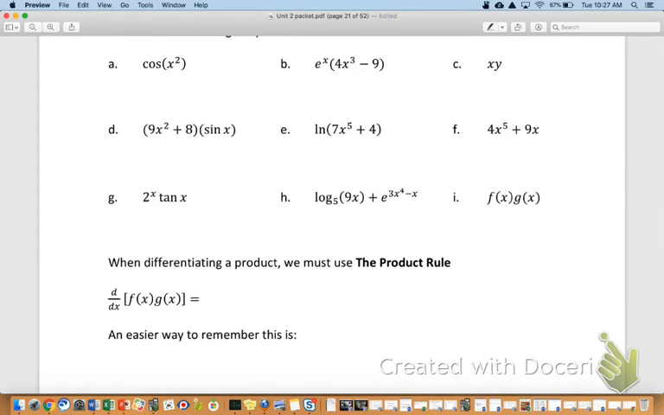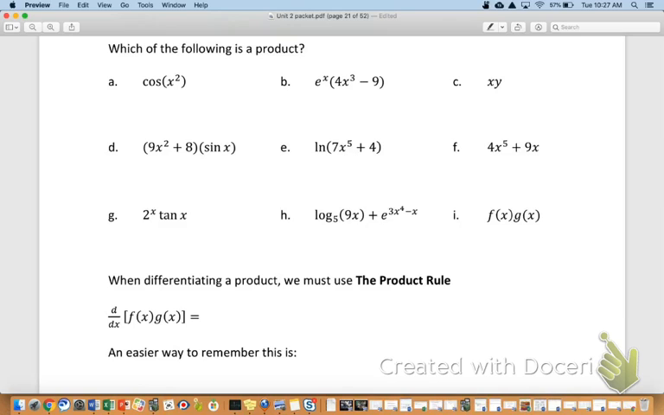Okay, so you're answering the question, which of the following is written as a product? Put yes if you think it is a product. Put no if you think it's not written as a product. Yes for product, no for not.